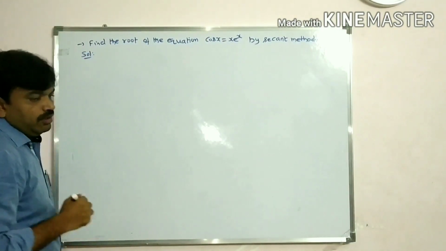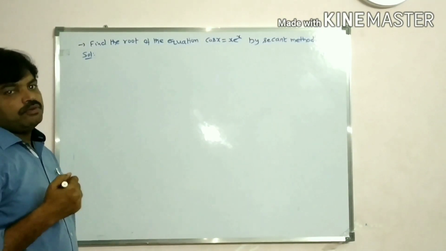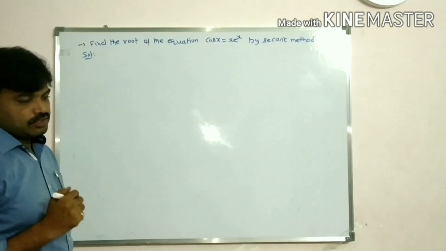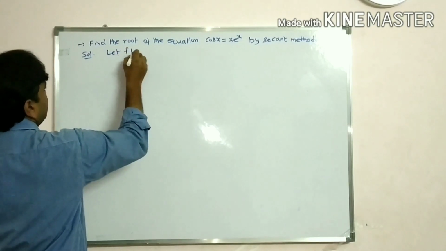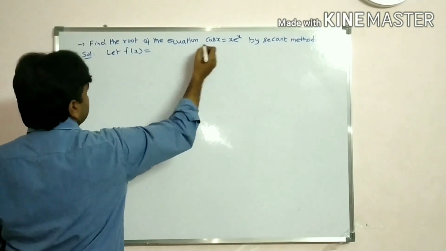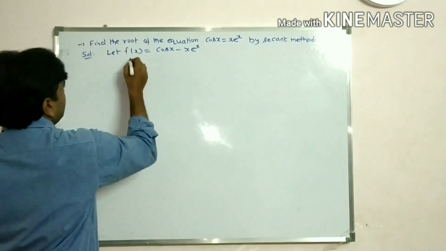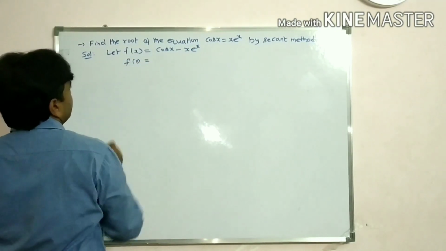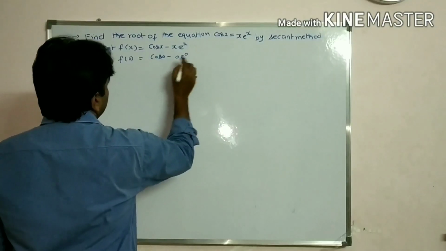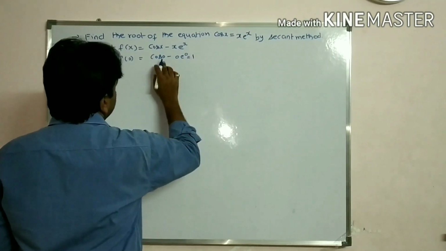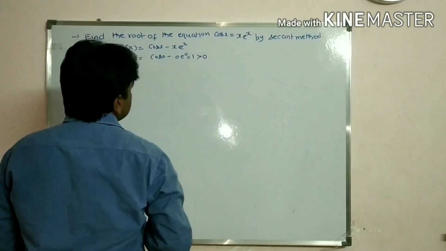Solution. What are the initial steps, students? We find 2 points, students, x0 and x1. So let f(x) is equal to, what is f(x) here, students? cos x minus x e power x. Now I am substituting f(0), students. f(0), we get cos 0 minus 0 into e power 0. cos 0 value is 1, and 0 times something is 0. So f(0) is greater than 0.